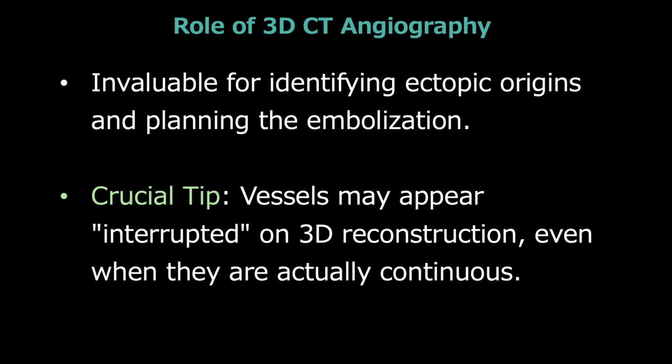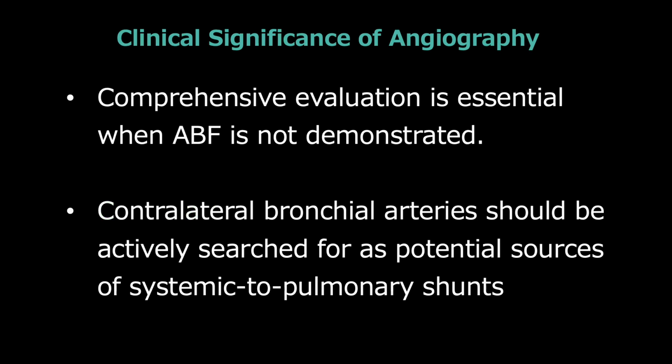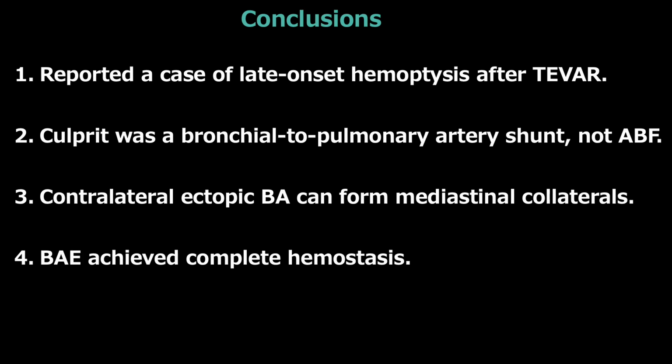One crucial tip is that vessels may appear interrupted on 3D reconstruction even when they are actually continuous. This slide shows the clinical significance of aortic angiography. Comprehensive evaluation is essential when ABF is not demonstrated. Contralateral bronchial arteries should be actively searched for as potential sources of systemic-to-pulmonary shunts. These are my conclusions. Thank you for your attention.